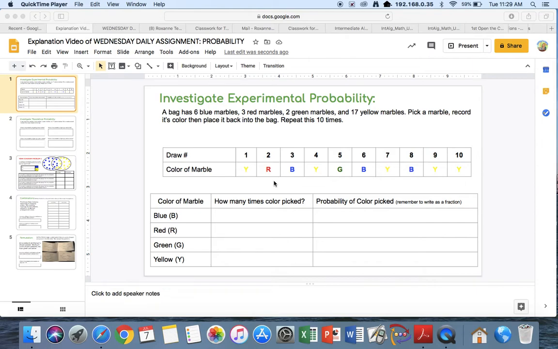Today's lesson is all about probability. So there's a few different types of probability you're going to see. And it's going to be a little bit long video because there are 5 slides. So I'm going to try to do my best to go quick, but to explain it well.